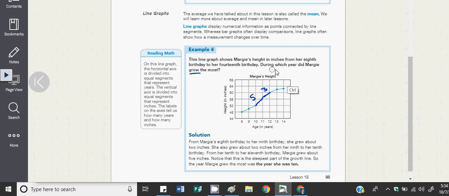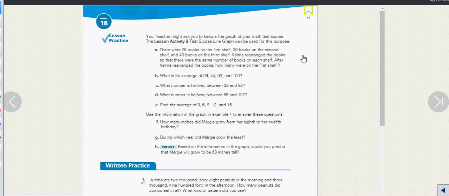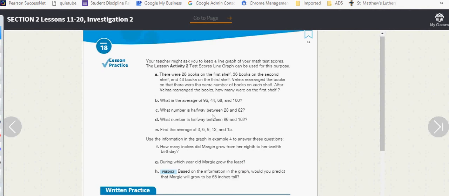It asks during which year did she grow the most, and her year would be her 10th to her 11th birthday. So the year that she was what age? If it was after her 10th birthday, then she was 10 during that year. So which year? Her year 10, or when she was 10 years of age. If we do any more work with this, I'll let you know.